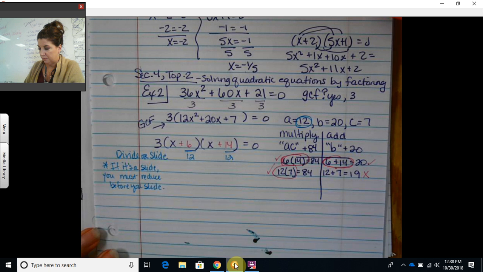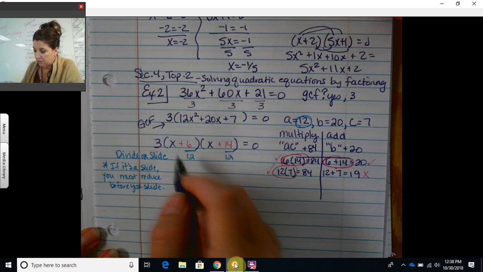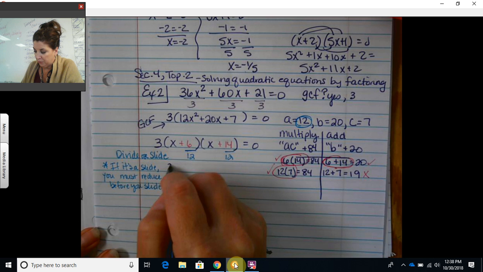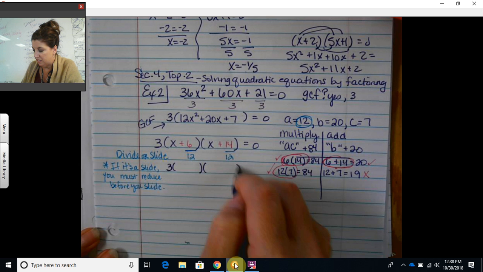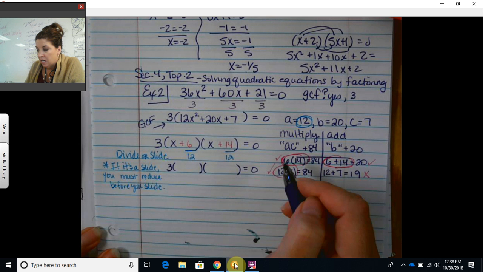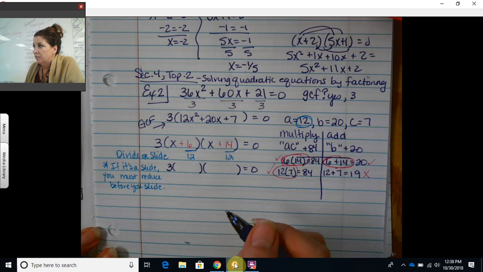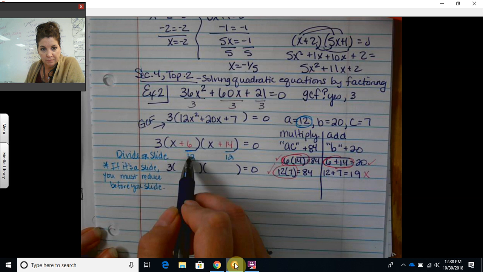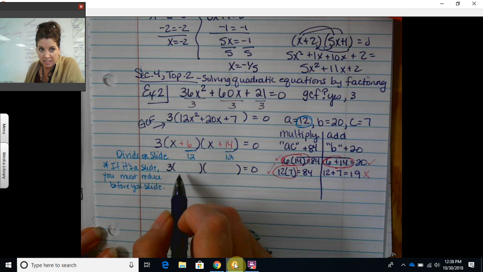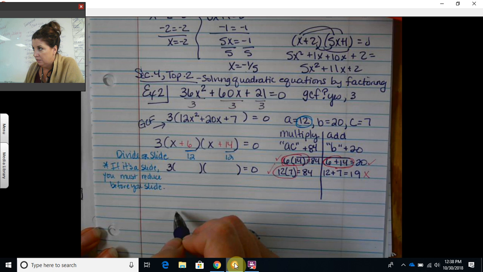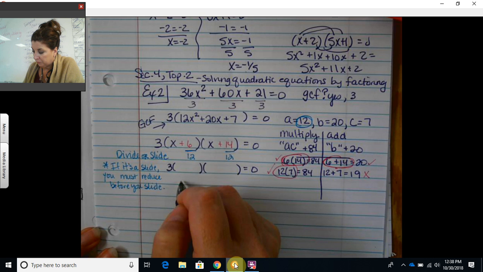The GCF, you still keep the GCF on the outside of the parentheses, okay? It does not go away. It's a factor. So let's look at 6/12. Can the 6 divide by 12 evenly? No. So then we would call it a slide. So if it's a slide, we must reduce before we slide if you can. Can you reduce 6/12? Yes, to what? 1/2. So I'll rewrite that as x plus 1/2. I reduced.